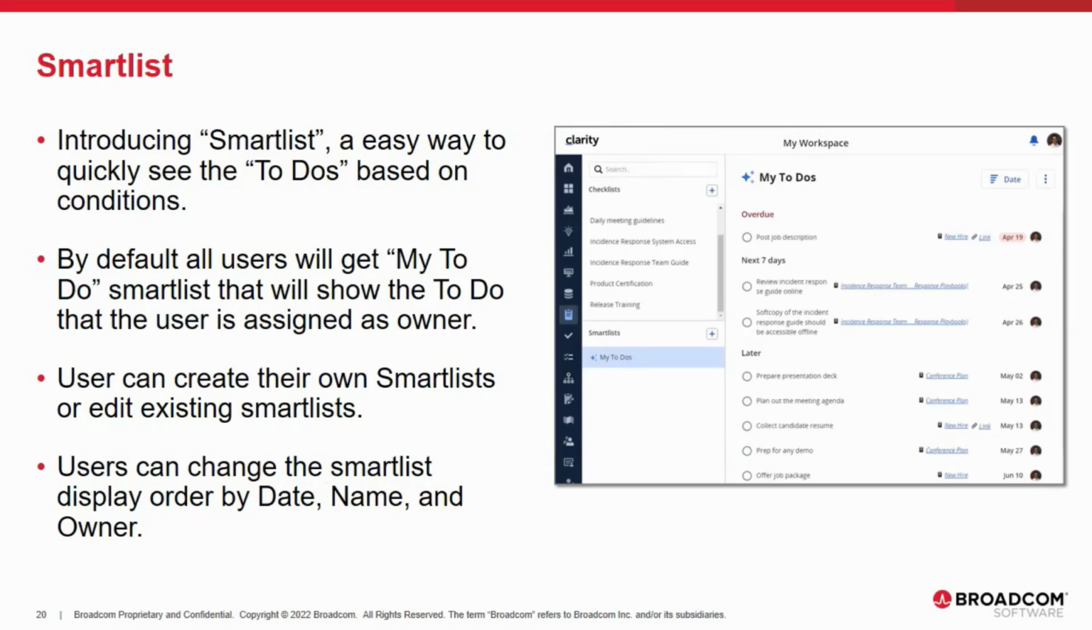Users can create their own smart list or edit any existing smart list. The smart lists are specific to the end user who's creating and viewing, or who's logged into Clarity, and smart lists cannot be shared with others. Users can change the smart list display order by either date, name, or owner. And we'll cover this when we go over the demo.